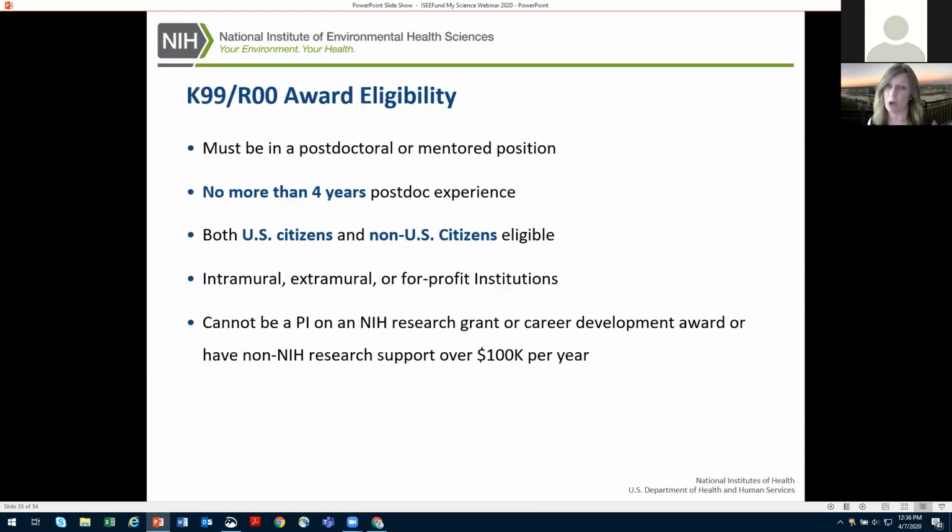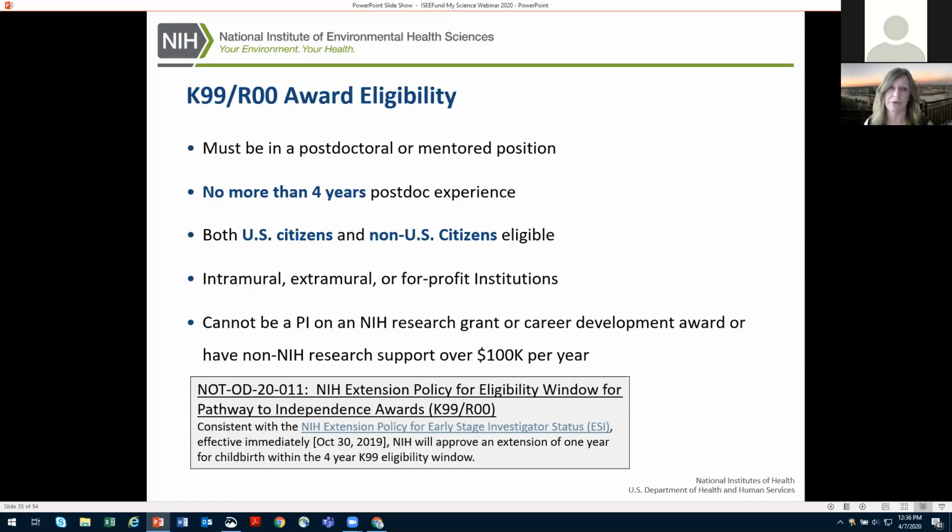So you have to be a postdoc or in a mentored position, with no more than 4 years of postdoc experience. And here's the difference. We allow US citizens and non-US citizens to be eligible for K99s. Intramural can apply, extramural and for-profit. You cannot be a PI on an NIH research grant or career development award or have any non-NIH research support, so you have to be careful about some of the foundations over 100,000 per year.